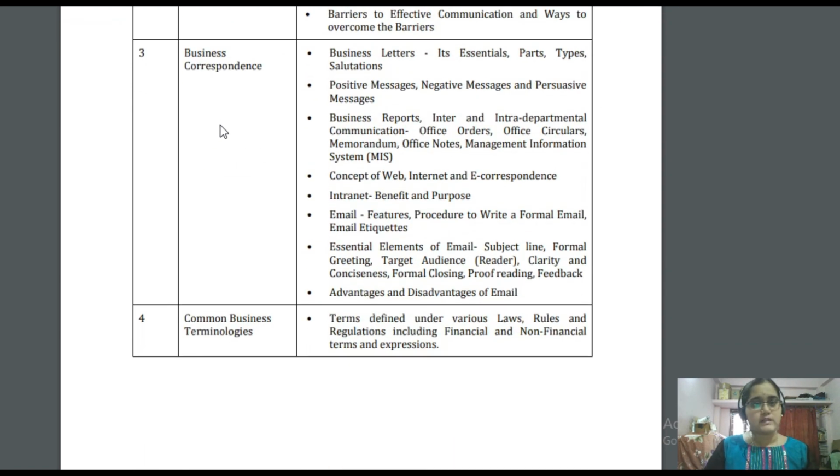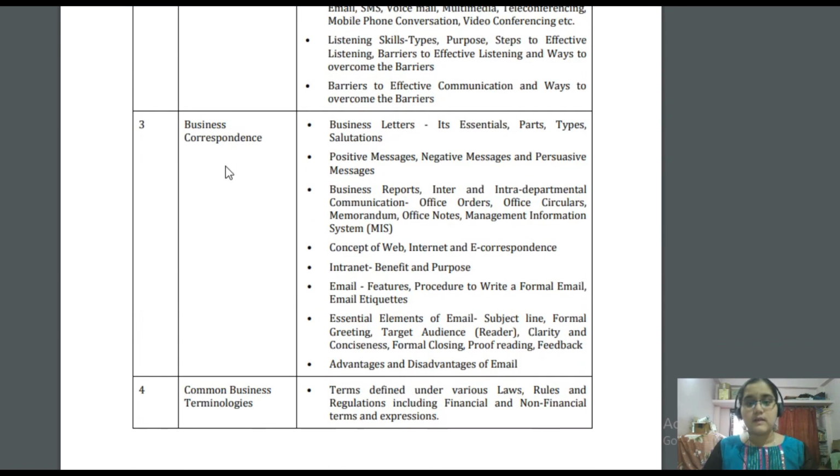And then again, business correspondence. It has business letters, messaging, the use of internet these days, then essential elements of email, like what are the email etiquette and those things. And all these things, for now you can refer to the ICSI CS Foundation material.